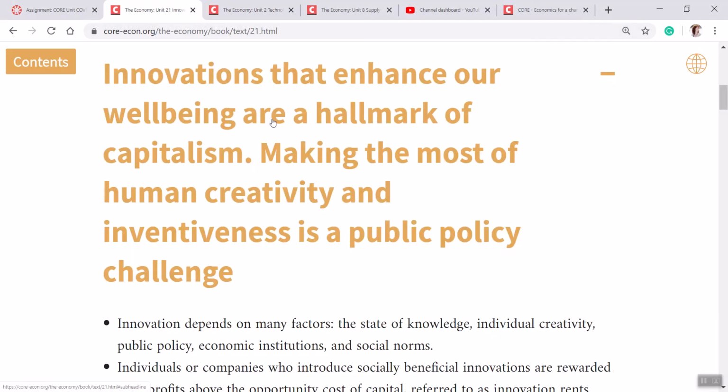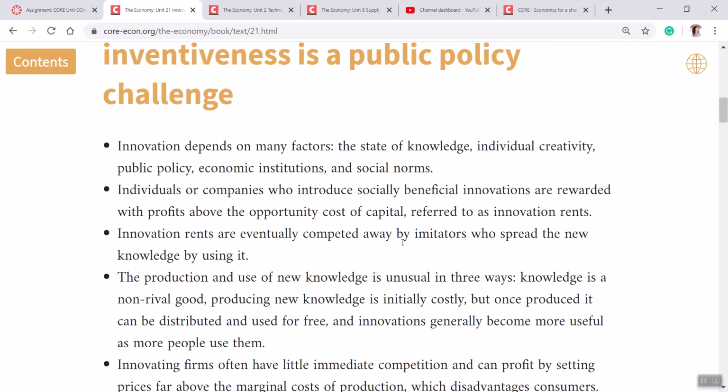Here's Unit 21, and we're looking at innovations. Innovations that enhance our well-being are a hallmark of capitalism, right? Making the most of human creativity and inventiveness is a public policy challenge, okay? So we can say, oh yes, it's wonderful that the United States is the biggest innovator of tech and the tech industry in the world. But why is that? Why is it here in the United States and not in Germany or Korea? Why is the USA so big with tech innovation? And the answer is public policy.